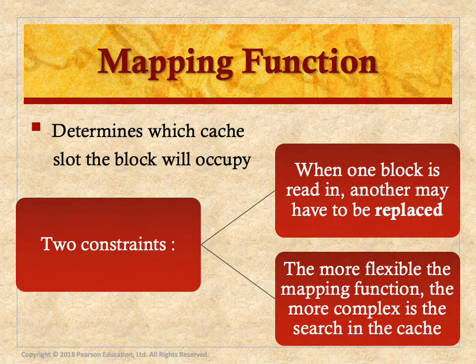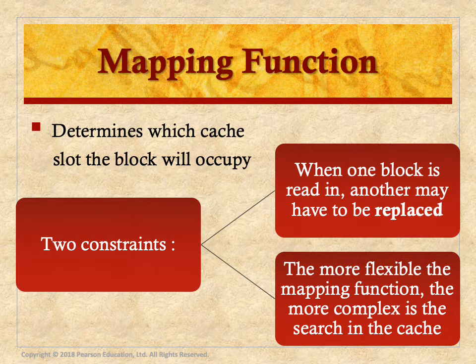The next design question we are looking at is the mapping function. When a new block of data has to be moved to the cache, then the mapping function will determine which cache location will be used for that. There are two major constraints that affect the design of the mapping function. The first one is when a new block has to be moved to the cache, then an old block may need to be moved out of the cache. And a good mapping function should minimize the probability that we remove a block from the cache that will be needed by the processor in the near future.